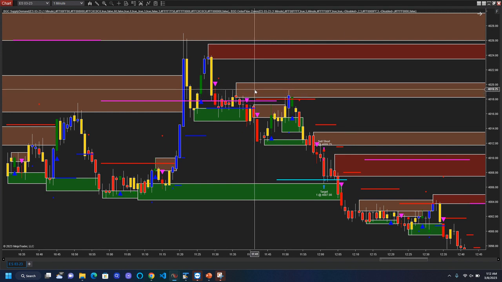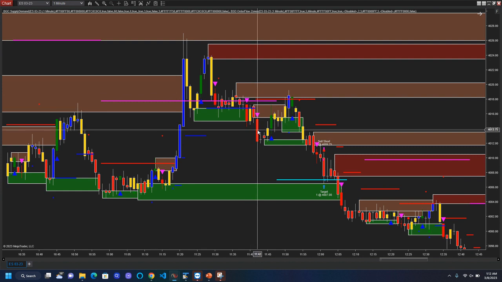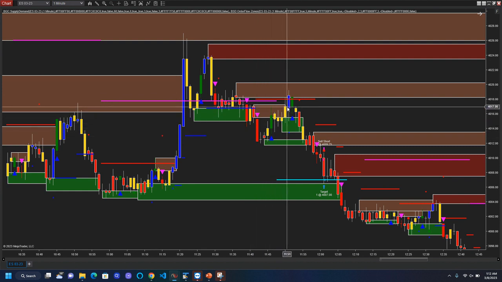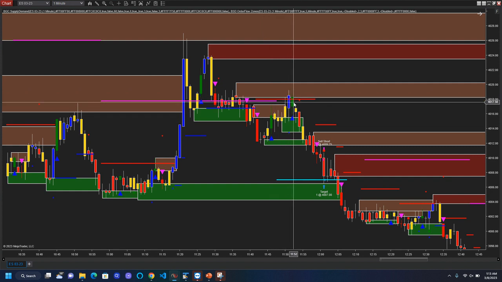The zone, the supply zone, is created here. Price went down, it went inside and then bounced back. So this is called a bounce. This is not a new zone, it's an existing zone. The price went inside and then bounced back.